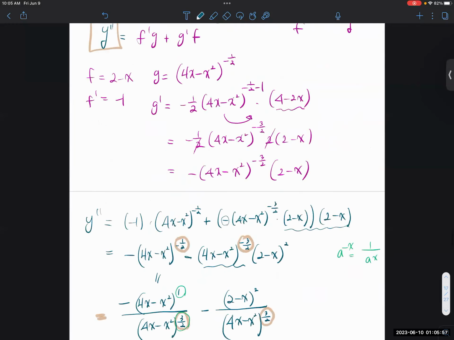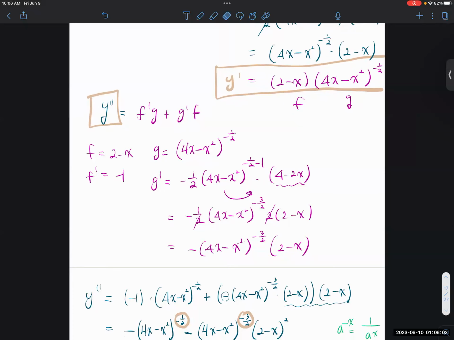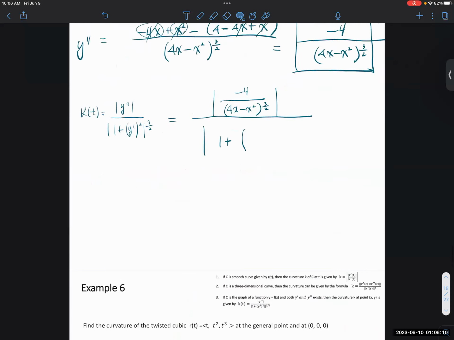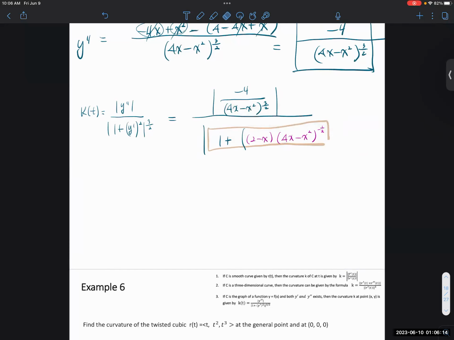So I'm going to just bring this number: 1 plus 2 minus x. Let me just copy this y prime. Copy. So y prime here. I'm going to get rid of this box. This is y prime, and then squared, with the power 3/2 outside. Okay, so these exponents you can simplify.